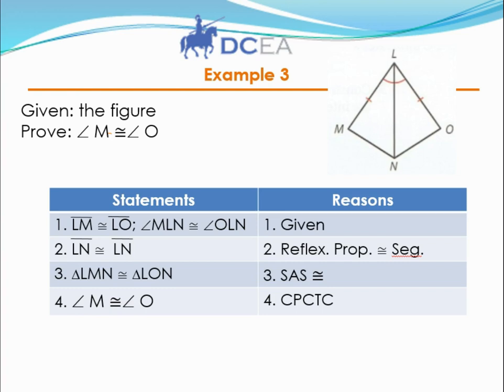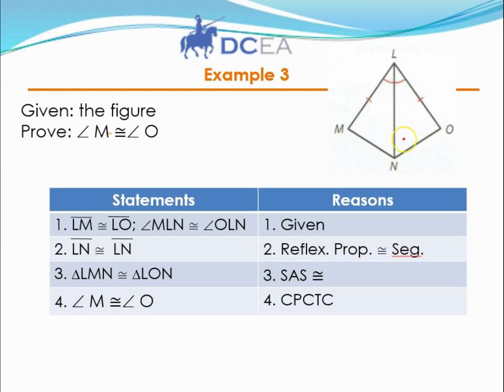In example 3, we have a proof, and we're given a figure. We want to prove that angle M is congruent to angle O. So that means we have to first prove that the two triangles are congruent. So what do we know? For the given, they say the figure. So what do we know from the figure? Well, we know that LM is congruent to LO, and that's stated right here. And we have angle MLN congruent to angle OLN. That's our given.